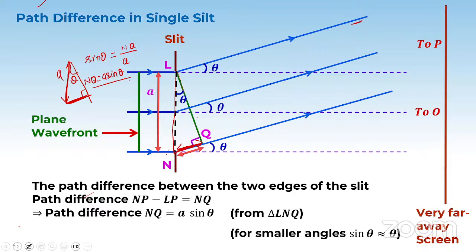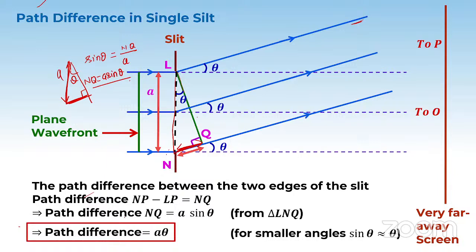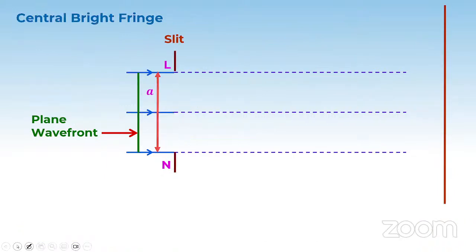For a smaller angle, because the distances are very low, this angle will become theta only. So the path difference here is A into theta. Okay. Now there is a central bright fringe that will occur in this process.